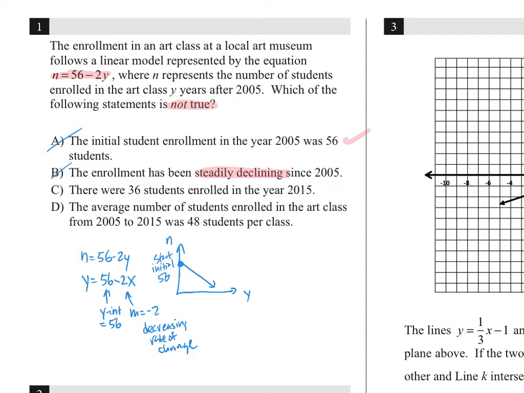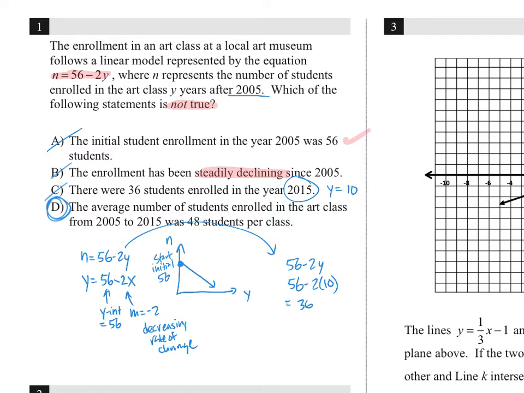In C, we're looking for some information. Now, here we have to do a little bit of calculation, a little bit of interpretation. If we look at what this is describing, this model represents y years after 2005. So if we're talking about the year 2015, the y value would be 10 years later. If we plug in a y value of 10, and remember, in our equation it's 56 minus 2y, we're going to get 36. Again, we're looking for something that's not true, so we can cross that off as well. We're just left with D, so that must be the right answer.